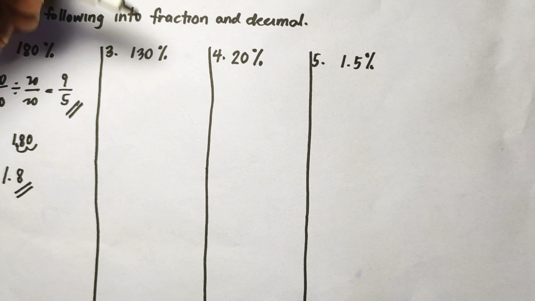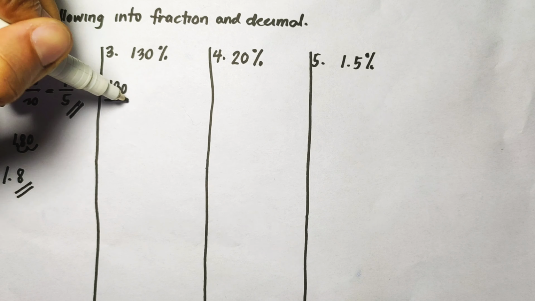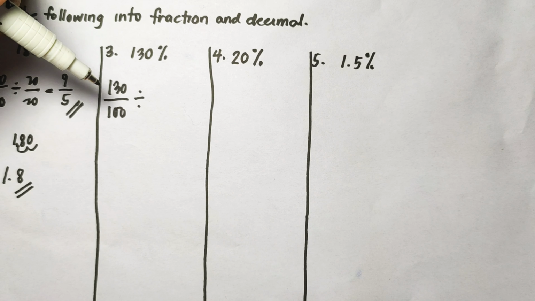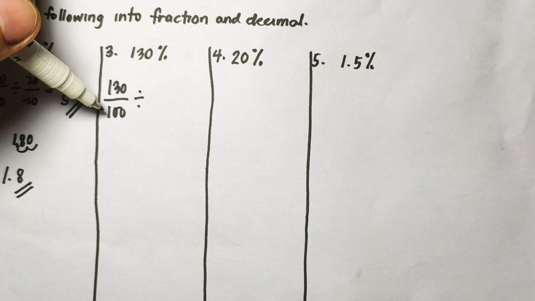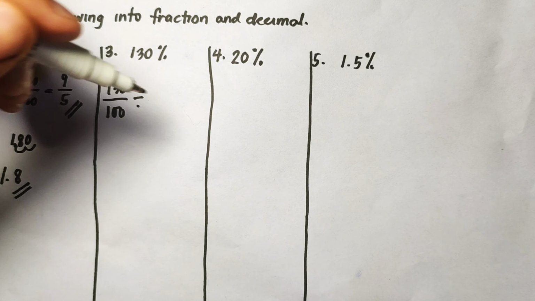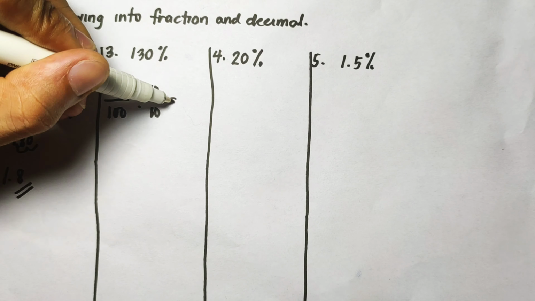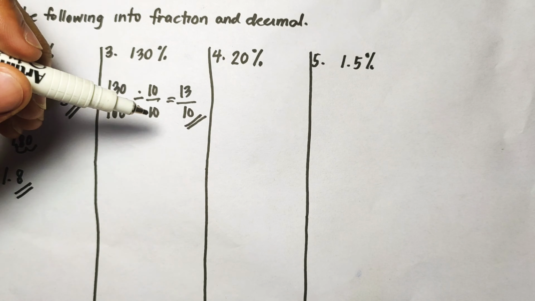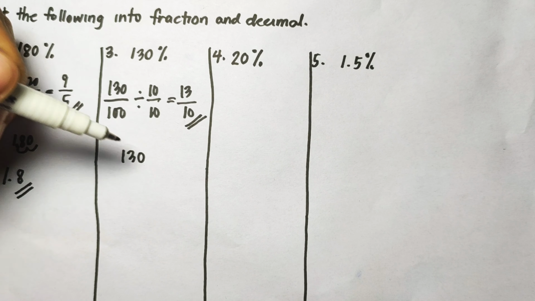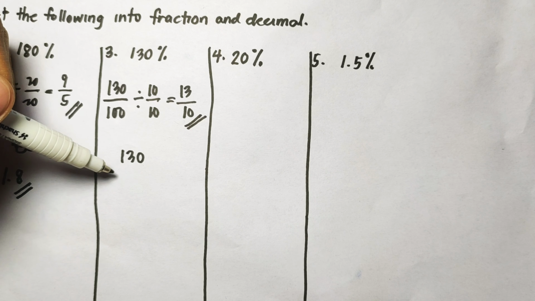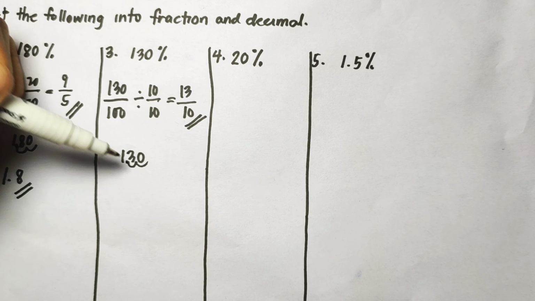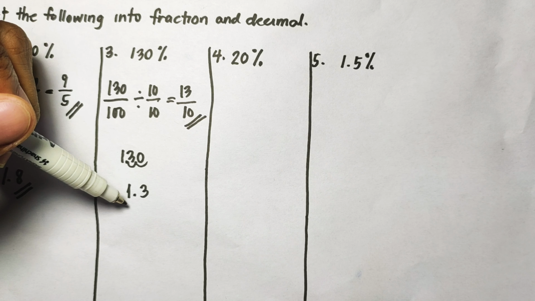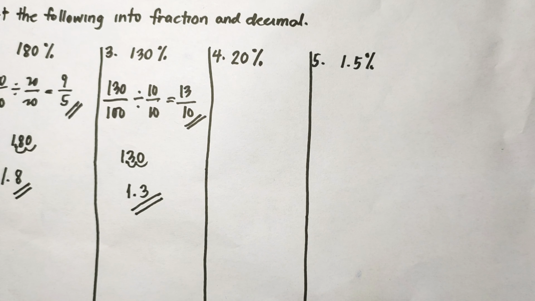130%. So again, 130% is also 130 out of 100. By reducing to its lowest term, by dividing both the numerator and denominator by the GCF of 10. So that will become 13 over 10. This is 130% in fraction. In decimal, from 130, move the decimal place to the left 2 times or divide it by 100. So that will become 1.30 or 1.3. Or, this is 1 and 3/10.